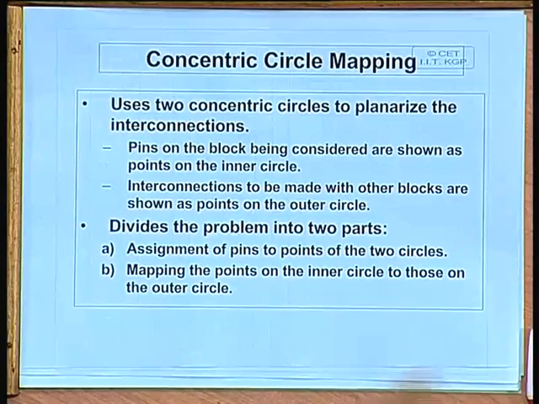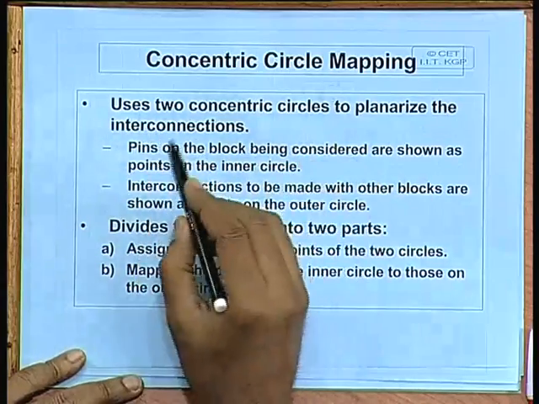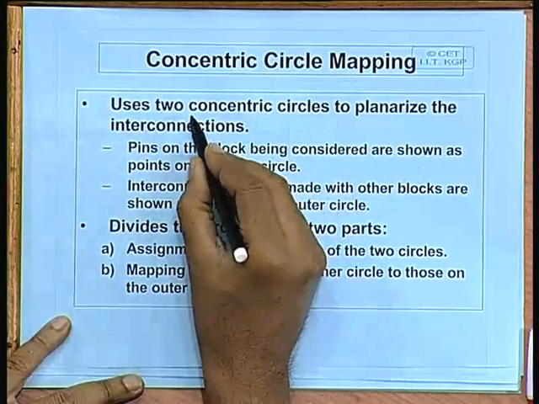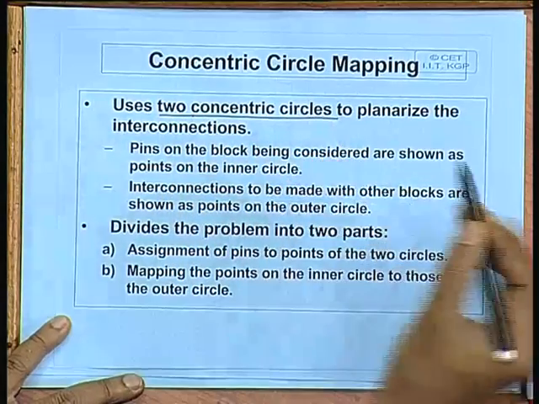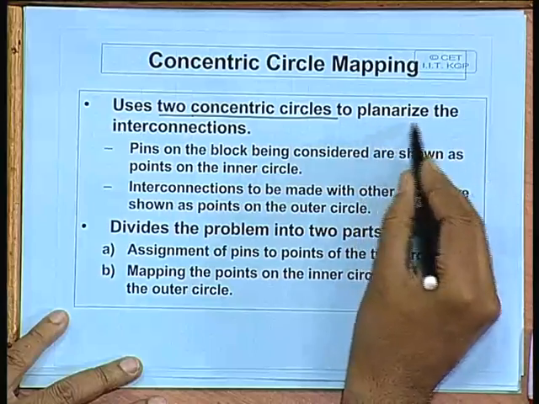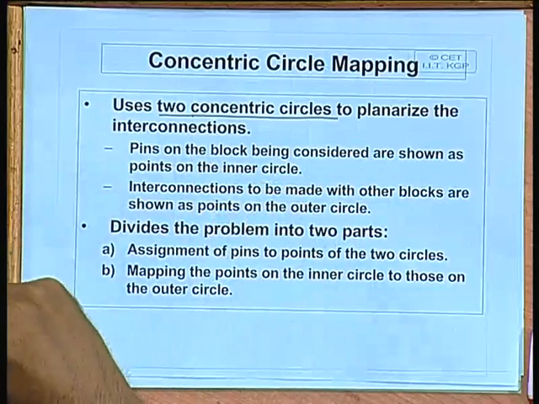Well, the method of concentric circle mapping is simple in concept. This method virtually assumes that there are two concentric circles. The objective is to planarize the interconnection, means they try to remove the crossings. In interconnections, if you just imagine it as a graph, planarize means they can be laid out on a plane without edges crossing. So, it tries to planarize the interconnections as far as possible. So, how?